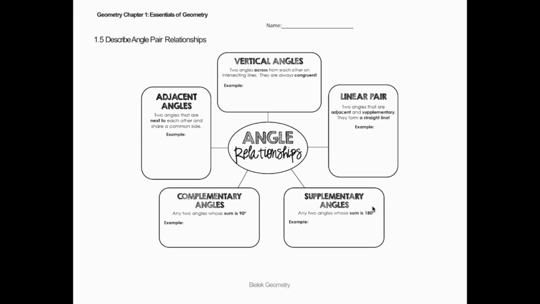So the first thing up there at the top is vertical angles. So that's 2 angles across from each other and intersecting lines. They're always congruent. So it's going to look like an X. Sorry, it's a little crooked there. And then you would just label it however you want. So I'm just going to go 1, 2, 3, 4. So angle 2 is congruent to angle 4, so they're vertical, and angle 1 is congruent to angle 3 in this particular example.